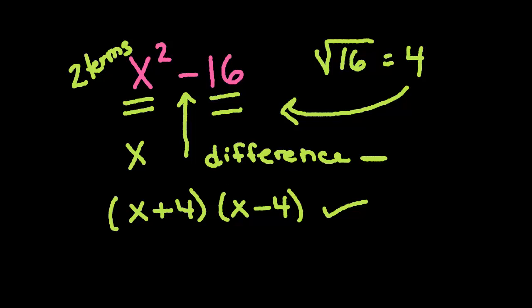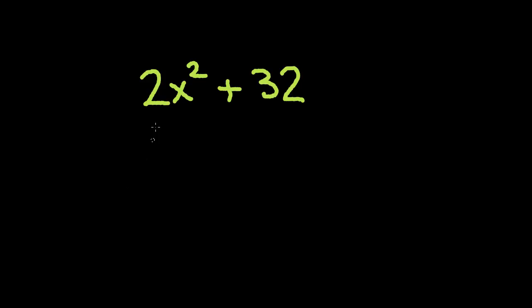All right, the last type we're going to look at is what happens if we have two terms, but they're not difference of perfect squares. Well, this may be a case where we simply have a common factor. This x squared is a perfect square, but 32 is not a perfect square. So let's look for a common factor. Well, 2 and 32 are both even numbers, so 2 goes into both of these. So I can factor out a 2. This is called a GCF, a greatest common factor.